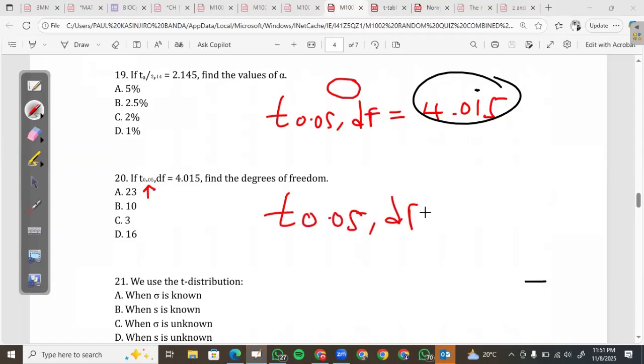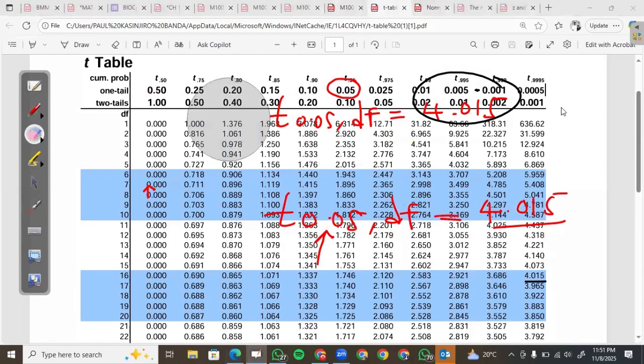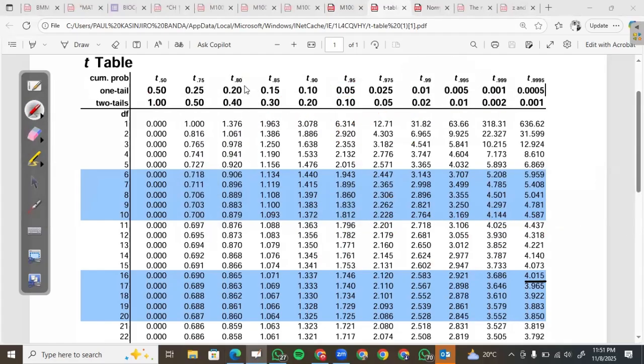And then they want us to find the degrees of freedom such that this t value is 4.015. So maybe they made a mistake on this value here, because when I go where I have the significant level 0.005, I can't find any 4.015. So, for example, if I go, let me erase this. They gave us the significant level of 0.05, so these values are at two places. When I check this column here, I can't see any 4.015, all the way to the bottom.